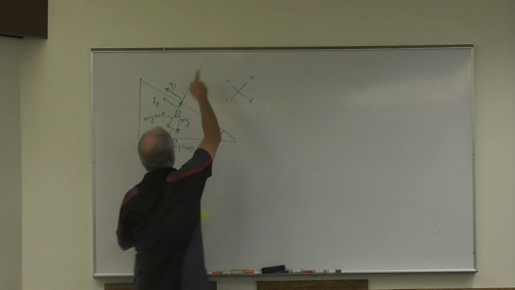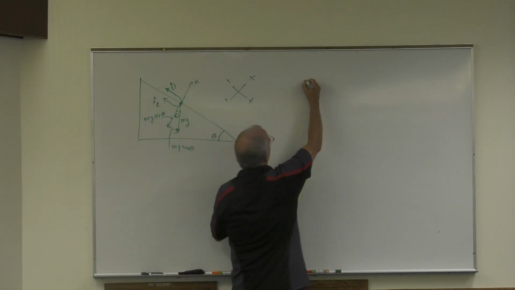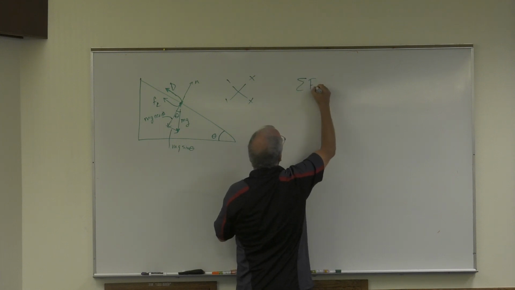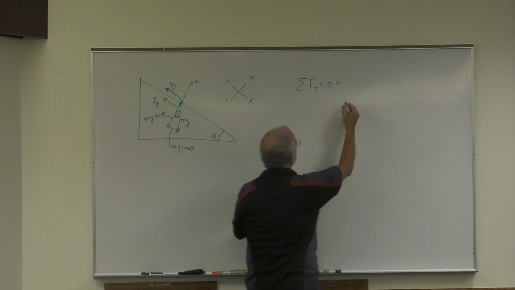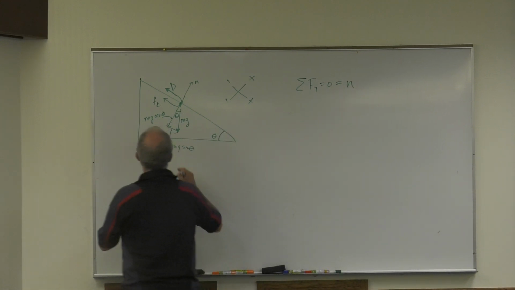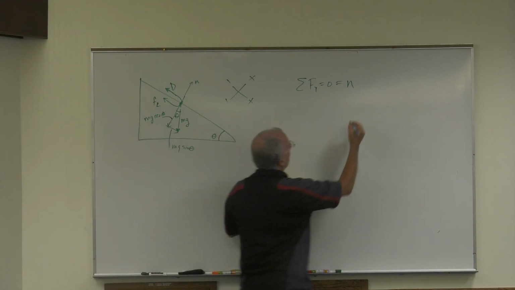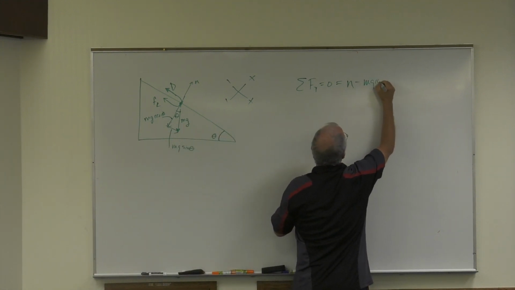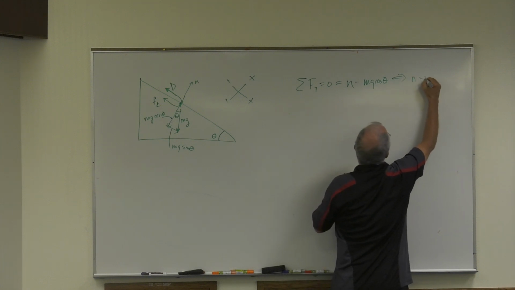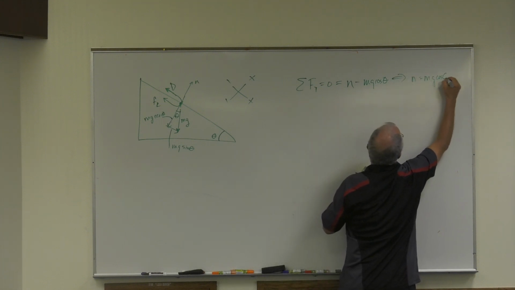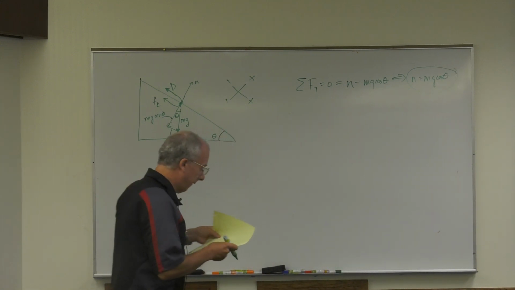Okay, now, is there any acceleration in the y direction? No! So the sum of the y forces is 0. So we have the normal up, and what else do we have? mg cos theta down. Anything else down? Nope. So it's equal to 0, so n equals mg cos theta. Now we've seen that before, that's not a big surprise.